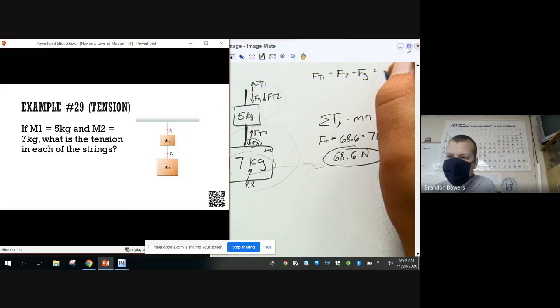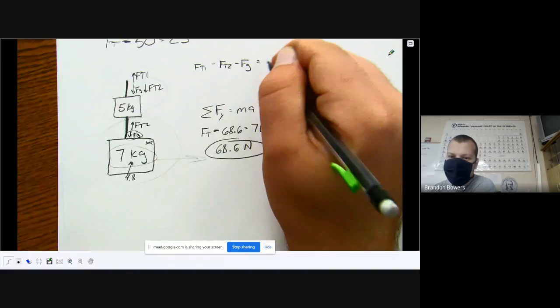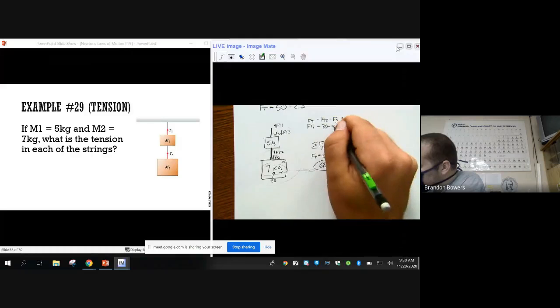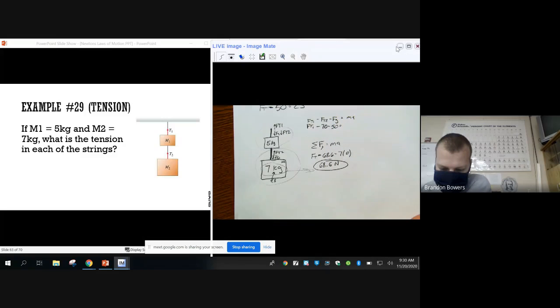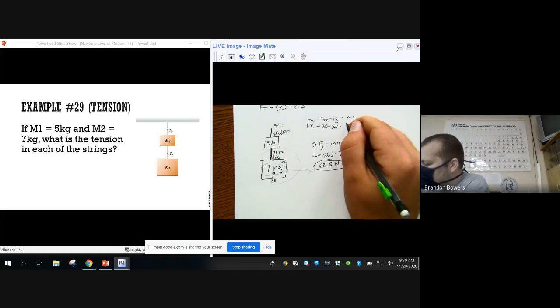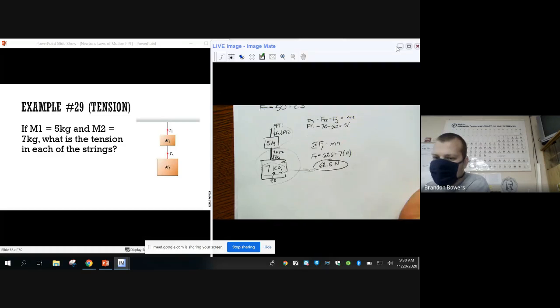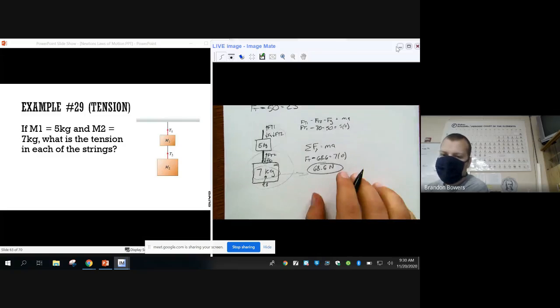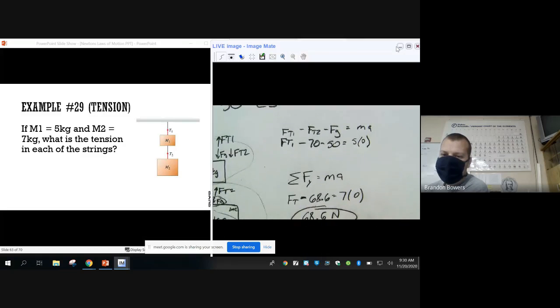Oh, my screen froze. All right. So I'm going to say 50 is equal to the mass times acceleration. What's the acceleration again? 0. So what's our answer going to be for the force of tension 1 up here?